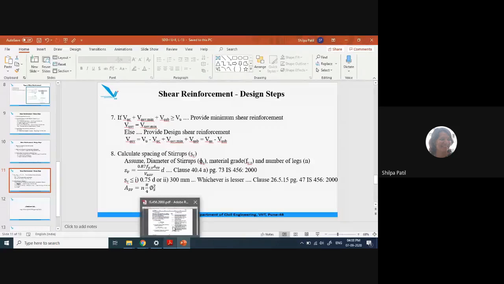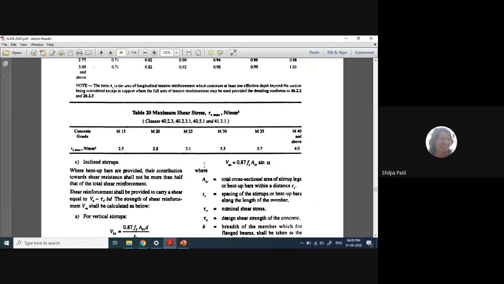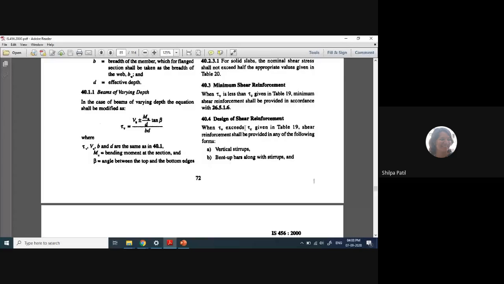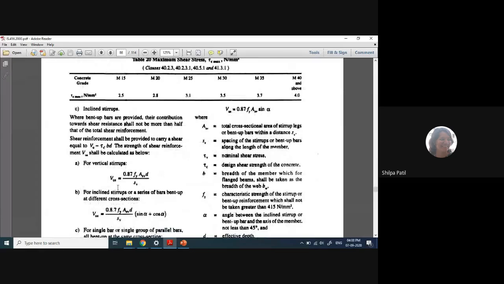So I will go again to the clause, IS code 40.4, clause A, vertical stirrups. Here, this formula. Shear reinforcement shall be provided to carry a shear equal to Vu minus tau c b d. The strength of the shear reinforcement shall be calculated as below. For vertical stirrups, Vus is equal to 0.87 fy Asv d upon Sv.